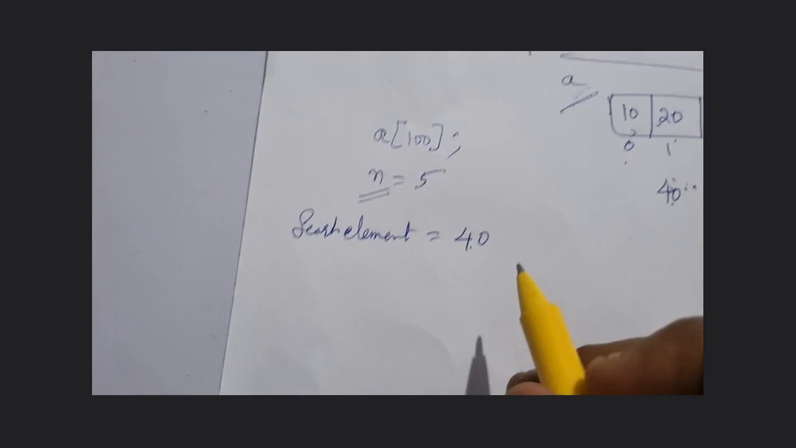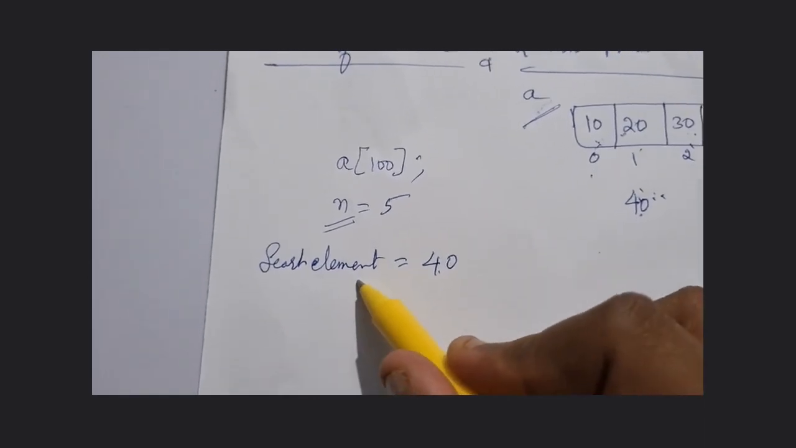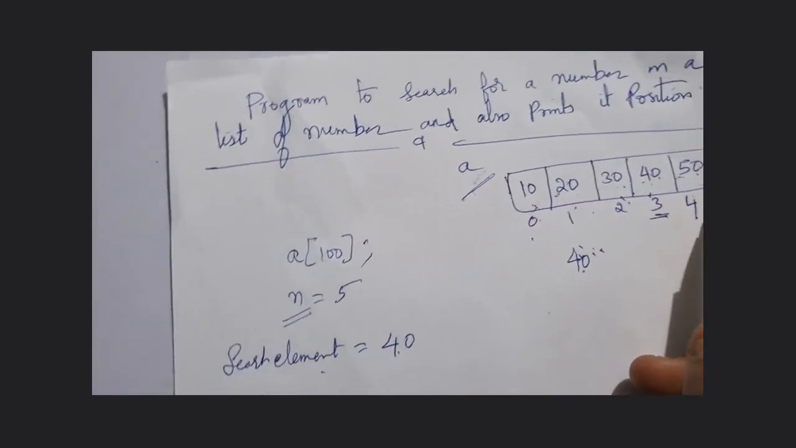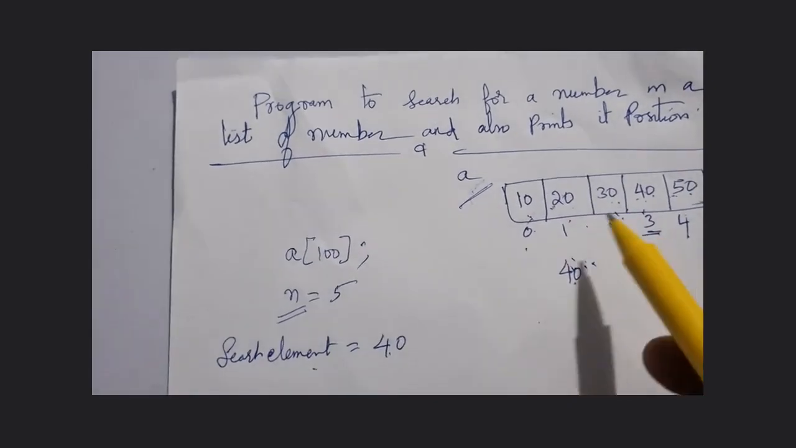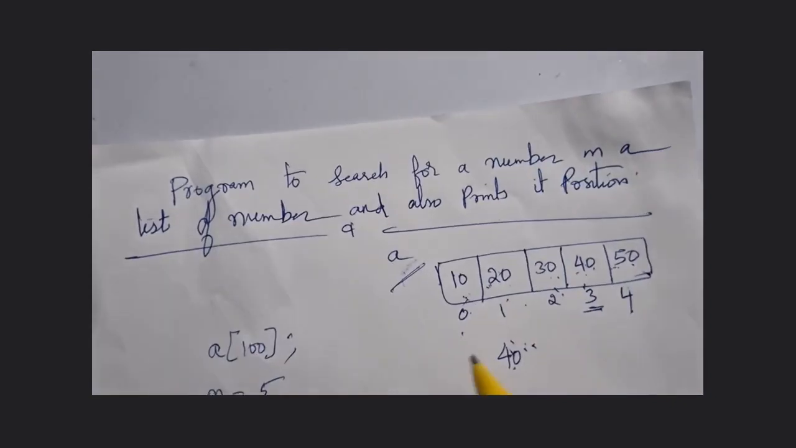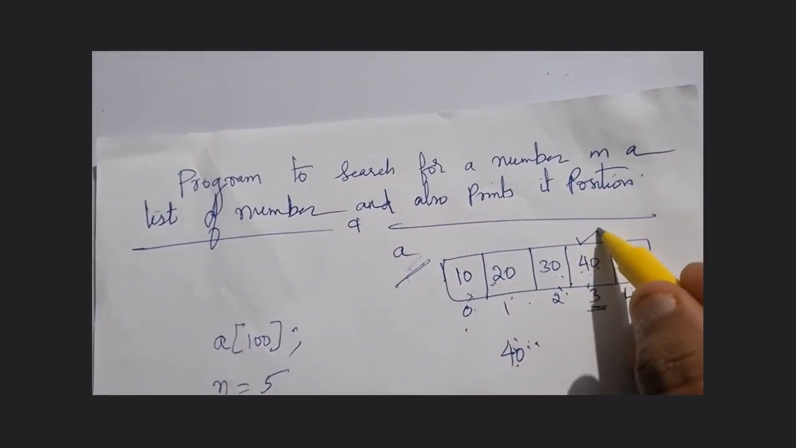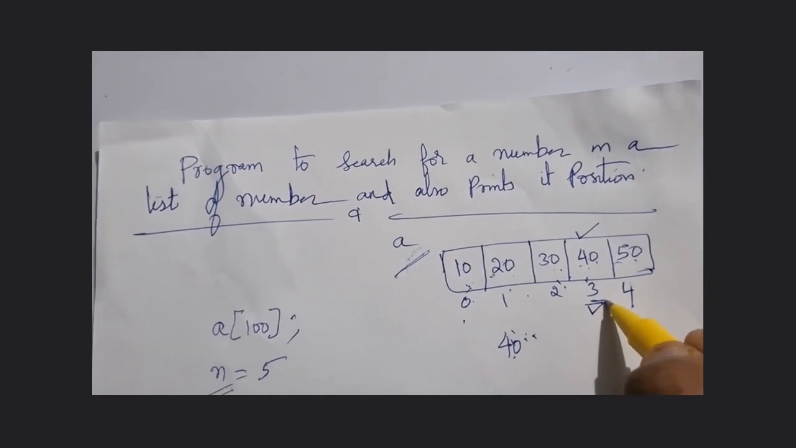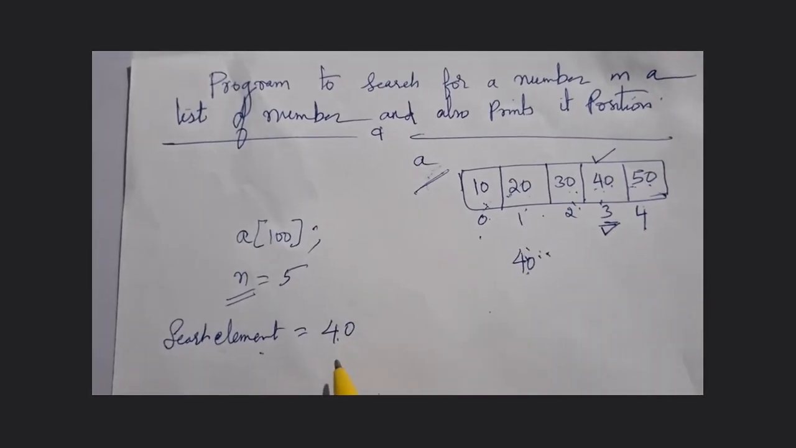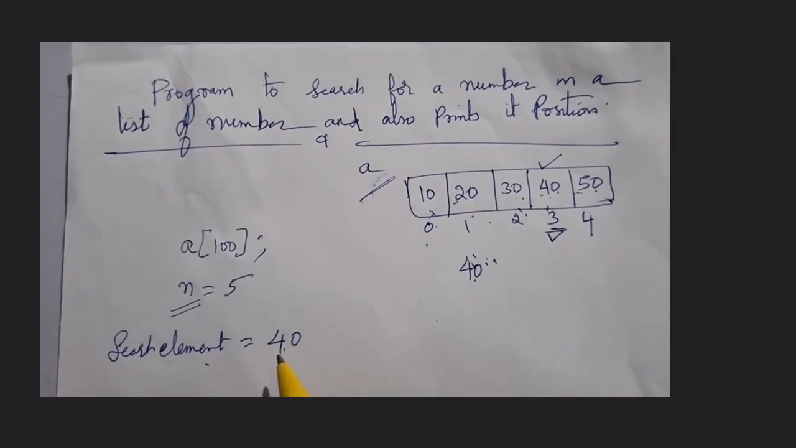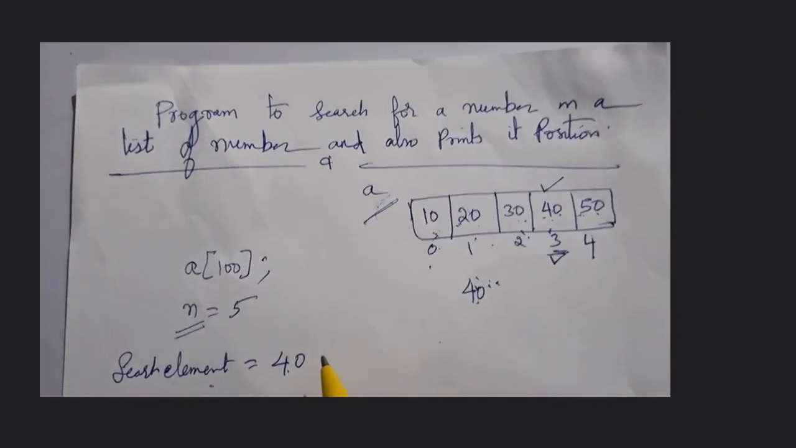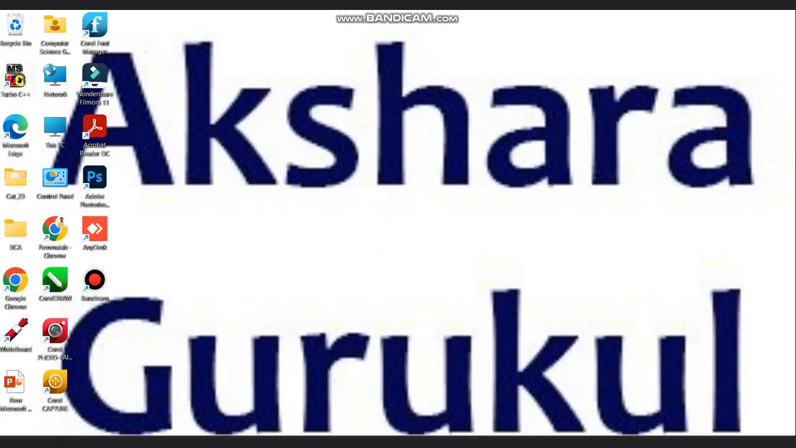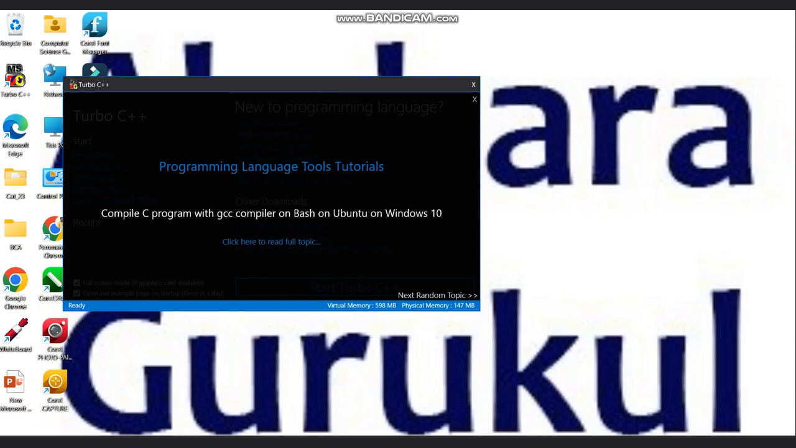Then I take this search element and compare it with each location of the array, and if somewhere we find the number 40, then we say yes, we found the element 40 at position 3. So this is how we have to write the program. We will implement the program, then we will understand how the logic works. Let me implement the program.